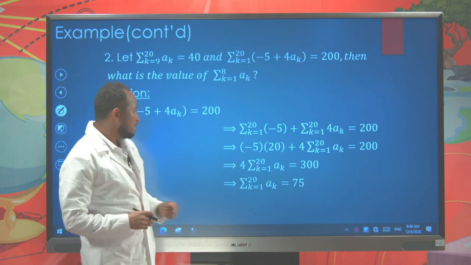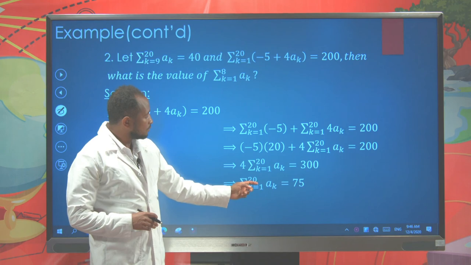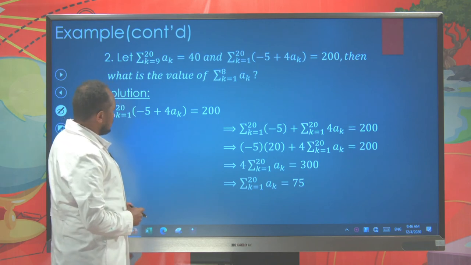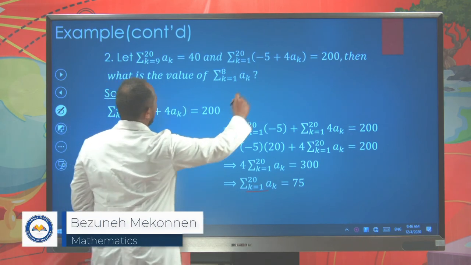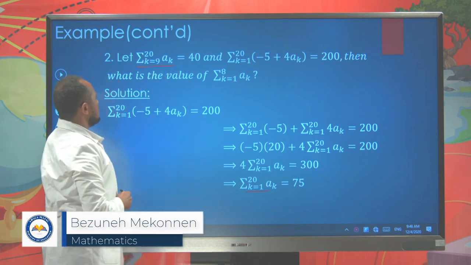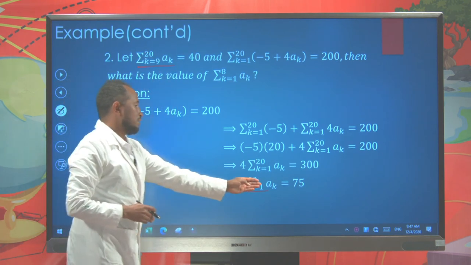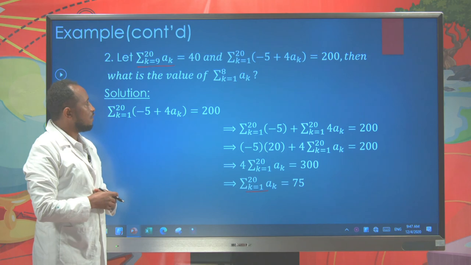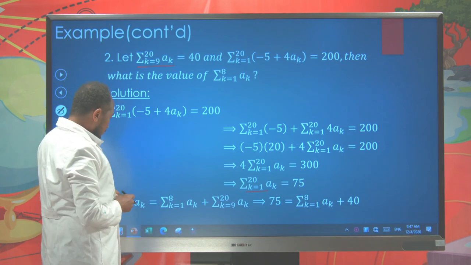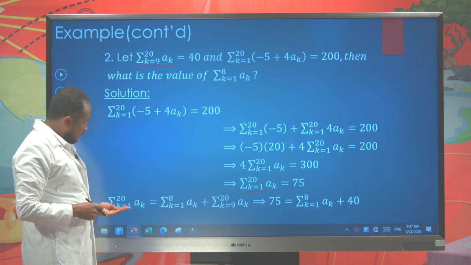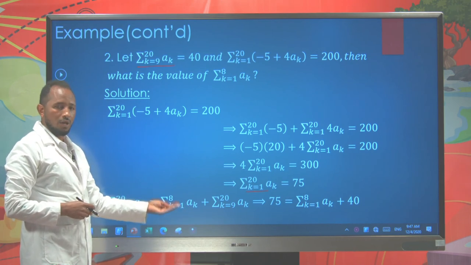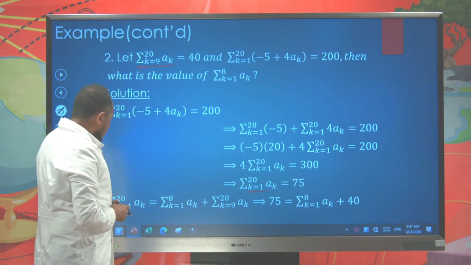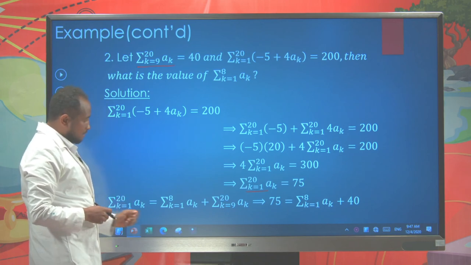When you divide by 4, the summation of a_k, k starts from 1 up to 20, is equal to 300 divided by 4, which is 75. Now, we have the summation of a_k, k from 9 up to 20, and the summation of a_k, k from 1 up to 20, so we can find easily the summation of a_k, k from 1 up to 8. The summation of a_k from 1 up to 20 means the summation from 1 up to 8 plus the summation from 9 up to 20. So we have found this to be 75.